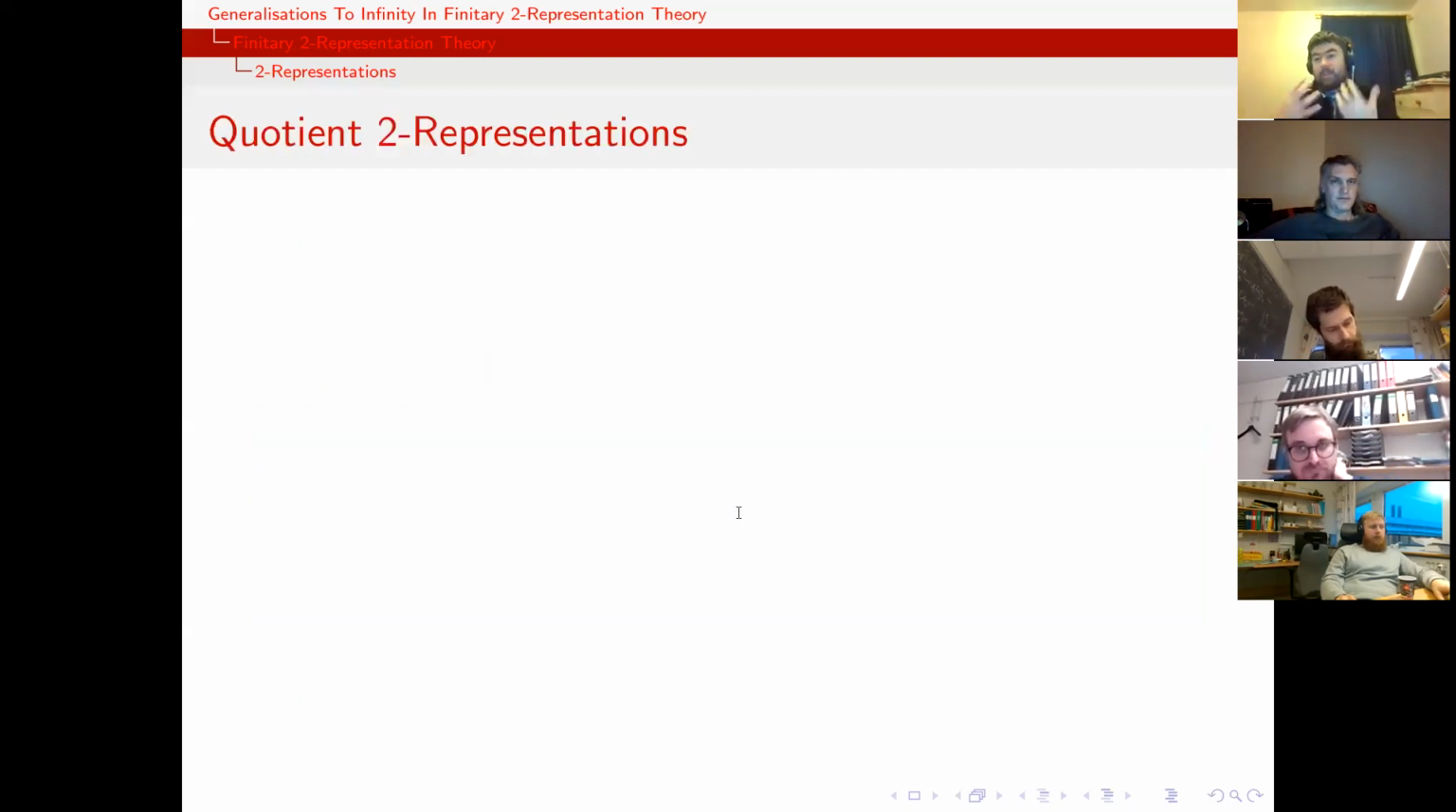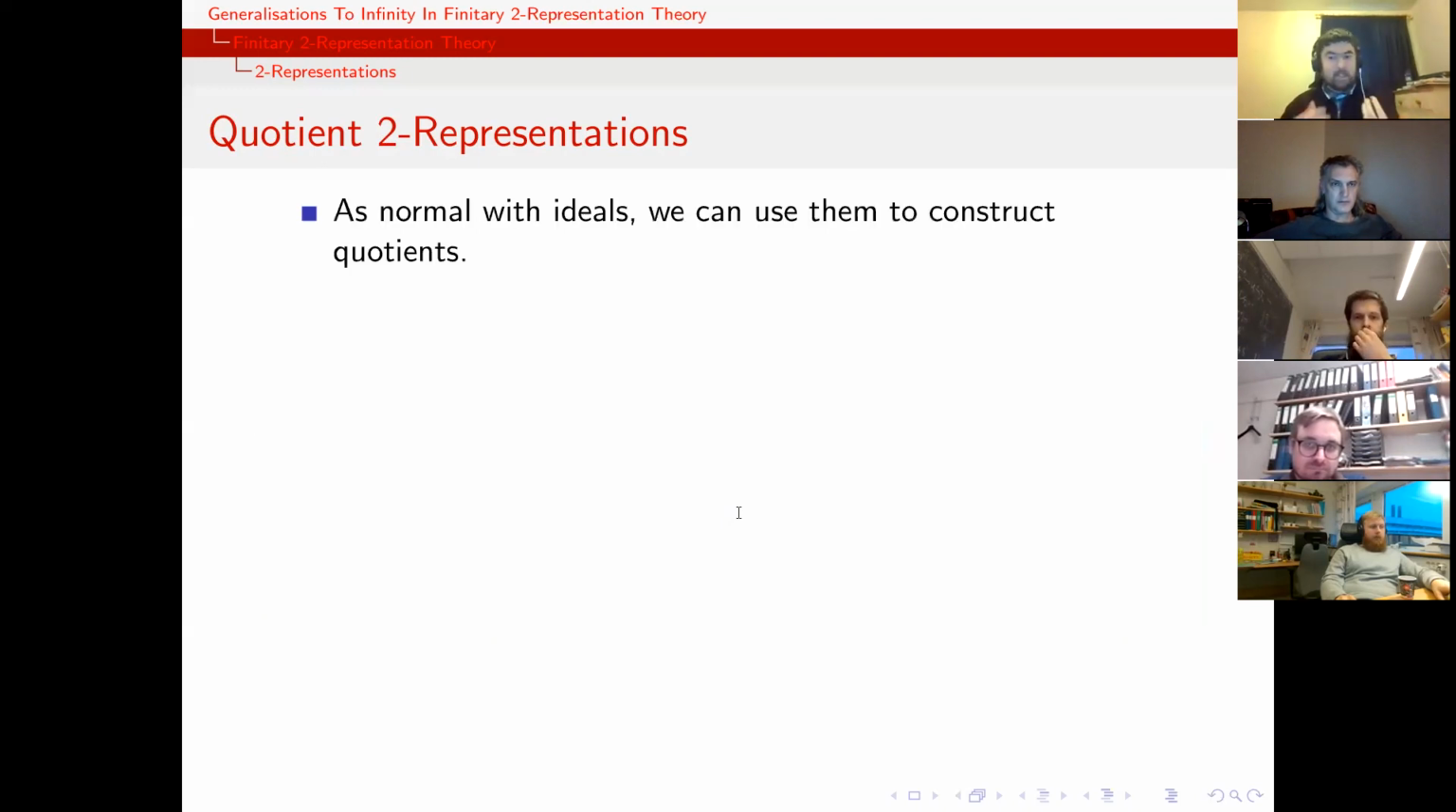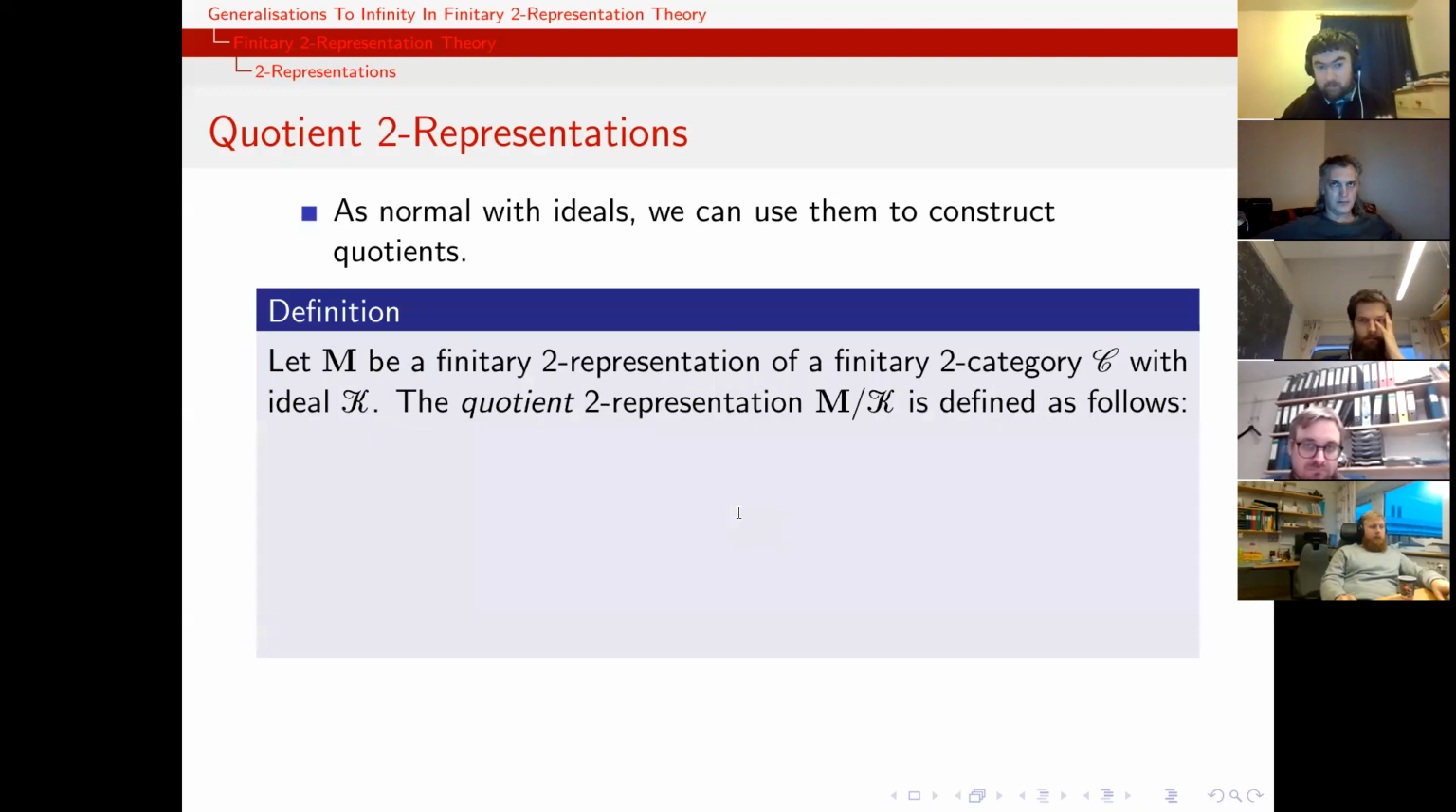So we have this thing we call an ideal. We would quite like to be justified in calling it an ideal. As it turns out, it is. We can use these to construct quotient two-representations. So we take some finitary two-representation with an ideal K.